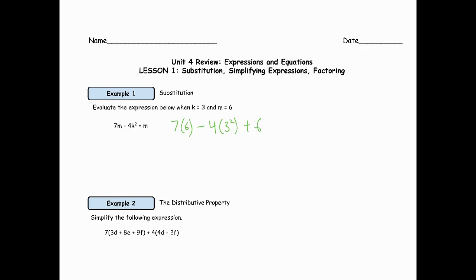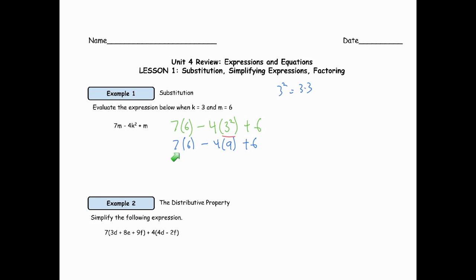And now we just need to evaluate the expression using order of operations. So I take a look, and my first step, since there's nothing to do inside the parentheses, is to evaluate the exponent, the 3 squared. And if we do that, remember 3 squared is 3 times 3, not 3 times 2. So 3 squared is 9. So now we have 4 times 9 at that part of our expression. So rewriting the expression, we have 7 times 6 minus 4 times 9 plus 6.